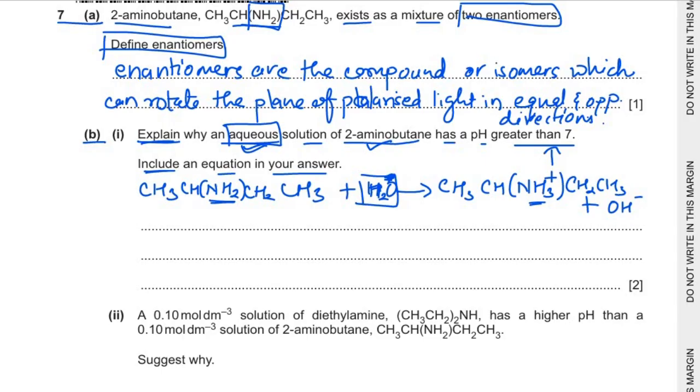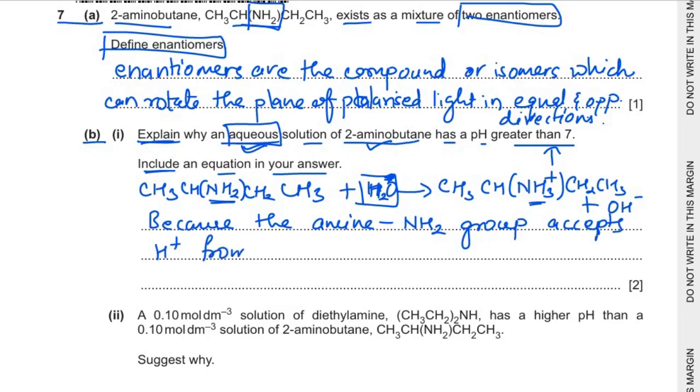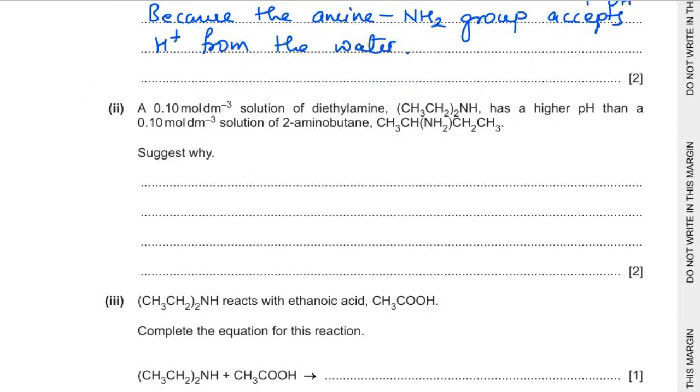Now why does it have a pH greater than 7, or why is it basic in nature? Because the amine group, that is NH2 group, accepts H+ from the water, and that's why it acts as a basic substance.